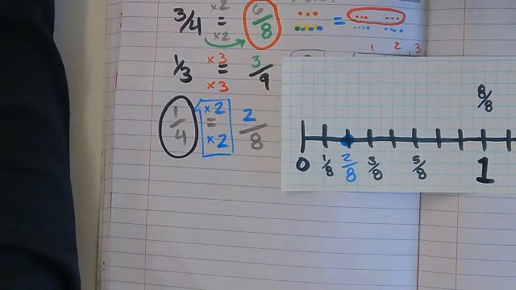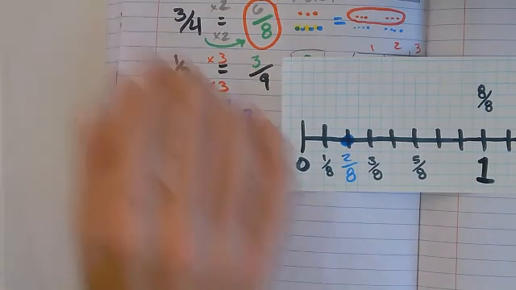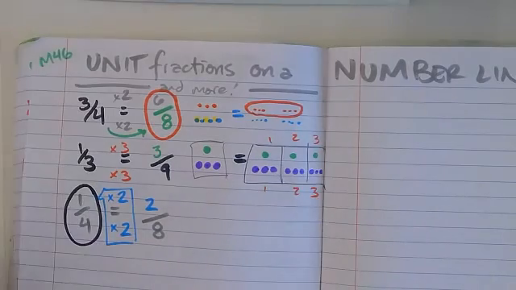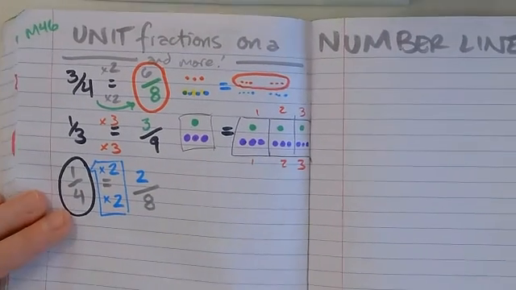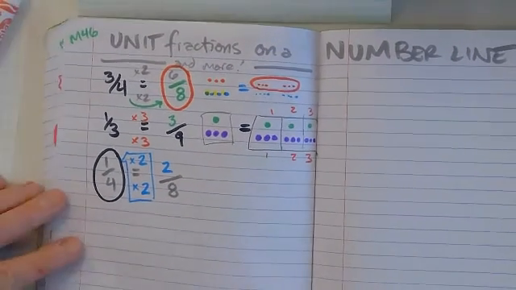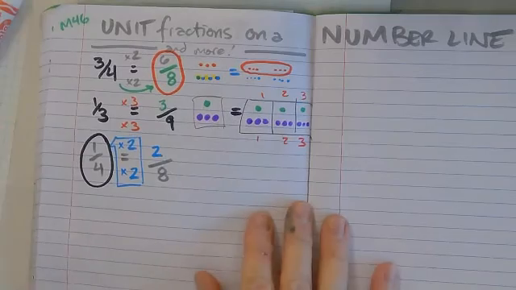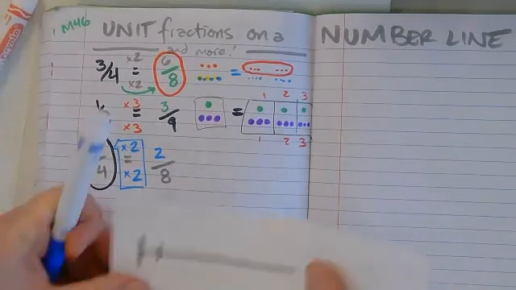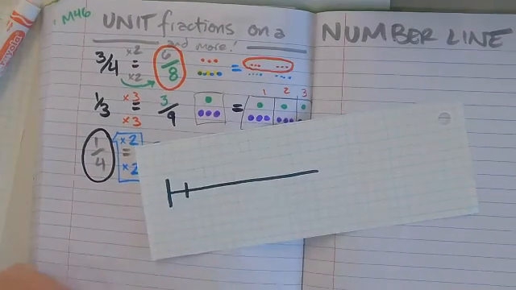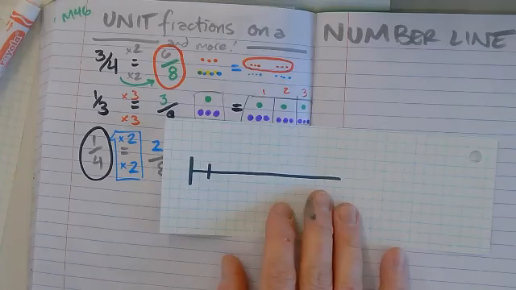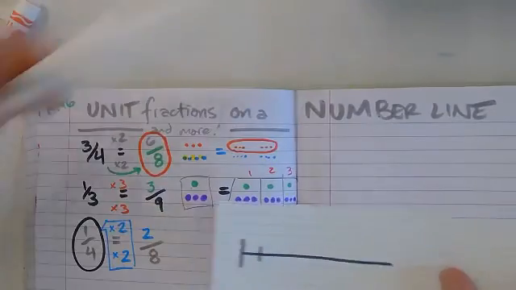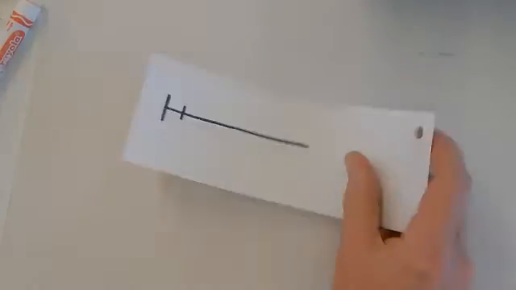2/8. Making sense, hopefully? Now the rest of what they do in IXL is they continue to give you number lines. They give you number lines and they give you fractions, and they want you to put them on here.